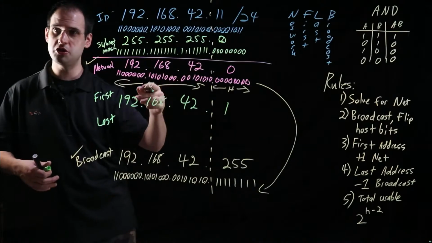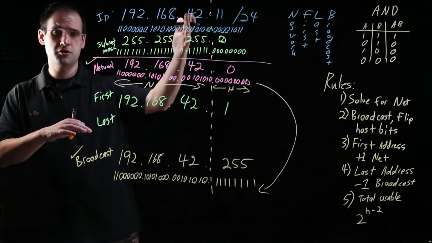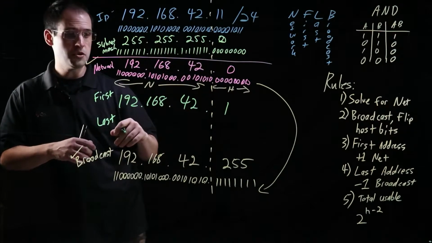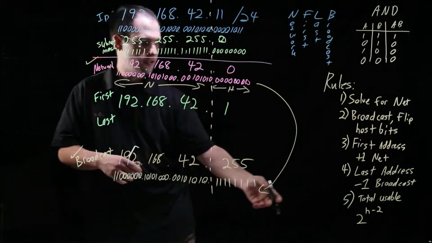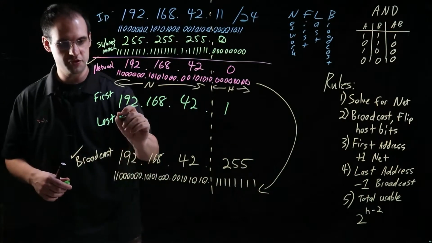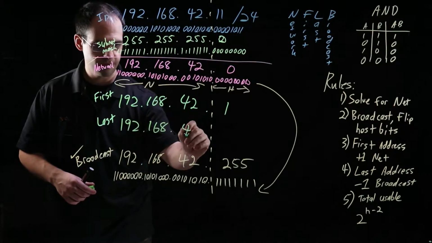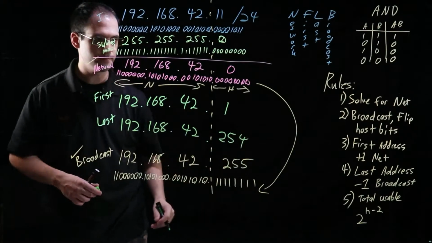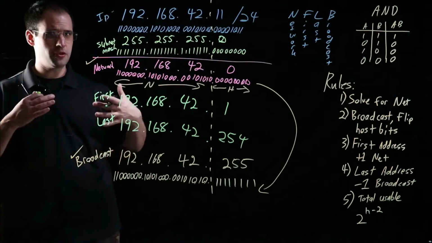Now, this could change. We could have different networks, different size networks. When we start looking outside of our octet boundaries here and we start messing with this line, that could change. But for now, .1, +1, the network, and then for the last address, -1, the broadcast address, so 192.168.42.254.